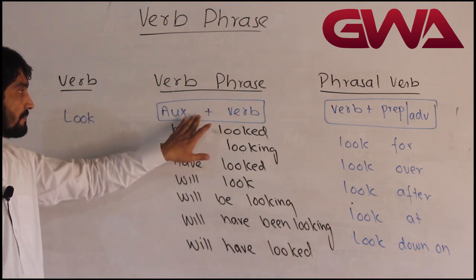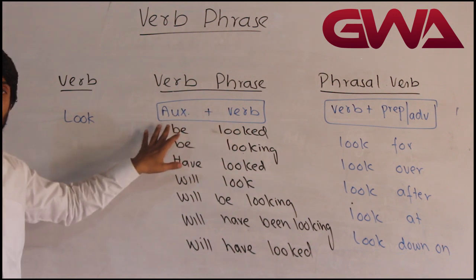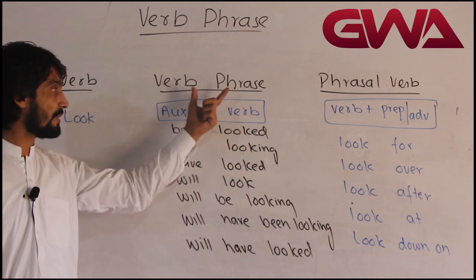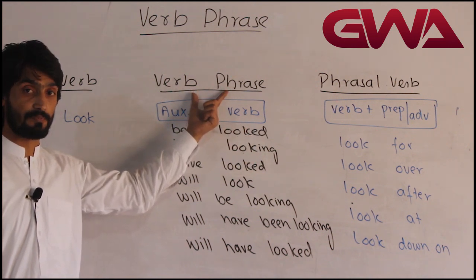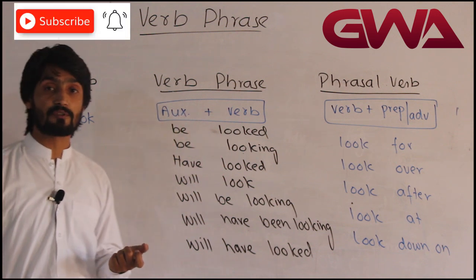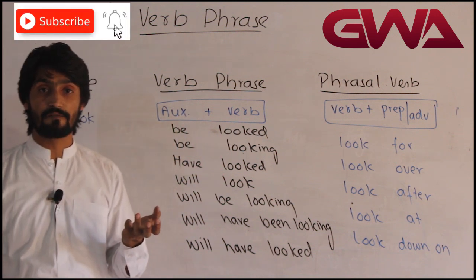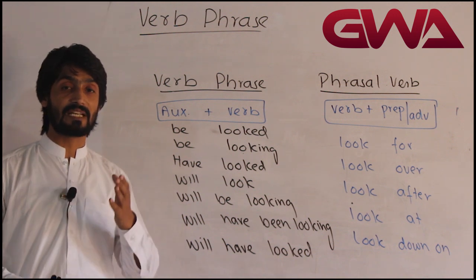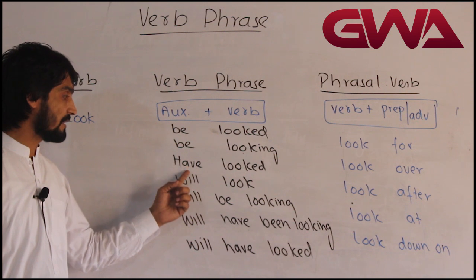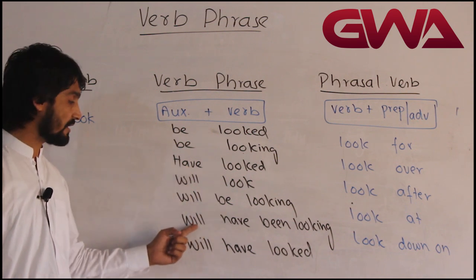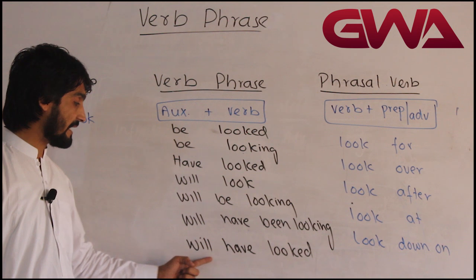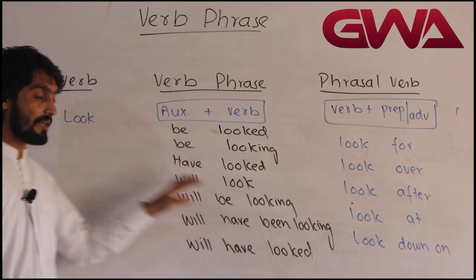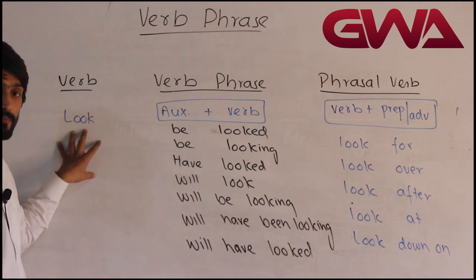Verb phrase: when we use an auxiliary verb with the main verb, we get a verb phrase. Now, we have three types of auxiliary verbs: modal auxiliary verb, principal auxiliary verb, and semi-modal auxiliary verb. Sometimes we can have one auxiliary verb, sometimes two, sometimes three auxiliary verbs, like in this sentence. Now, let me convert the verb into verb phrase.